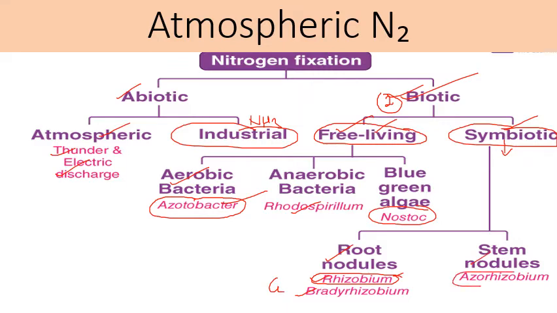Then we have stem nodules. They are formed by Azorhizobium. There is one non-leguminous plant in which this Rhizobium forms the nodules, and the name of the plant is Parasponia. And the stem nodules occur in a plant named Sesbania rostrata.